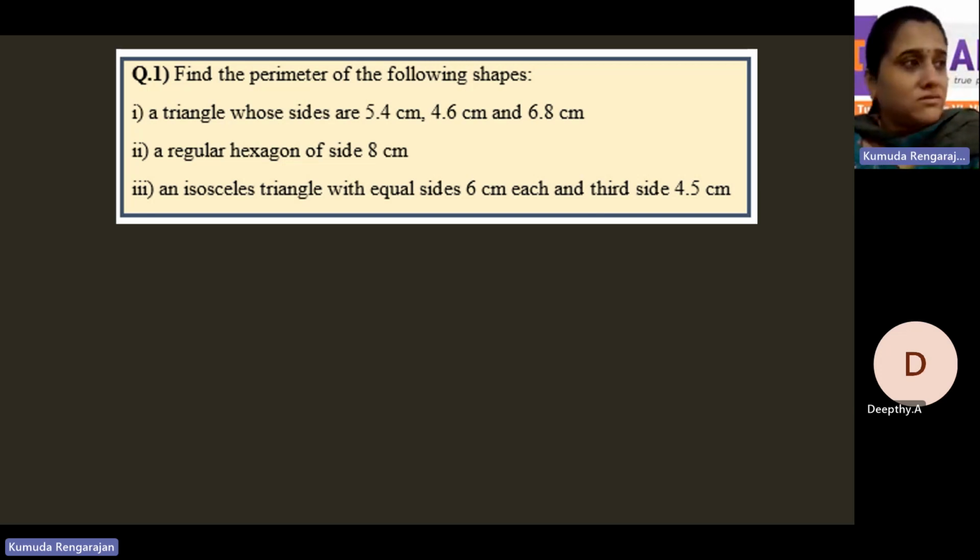Okay, next one. Regular hexagon of side 8 centimeter. What do you first mean by a regular hexagon? Hexagon has 7 sides. Very good, 7 equal sides, but you have made a mistake. Can you correct that? Hexagon. Deepthi, how many sides does a hexagon have?